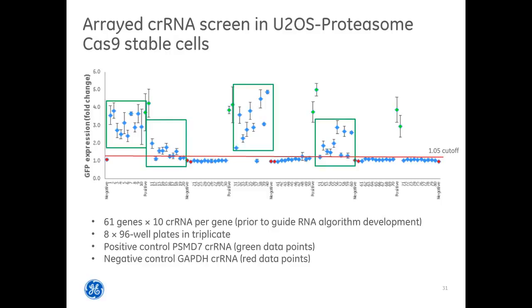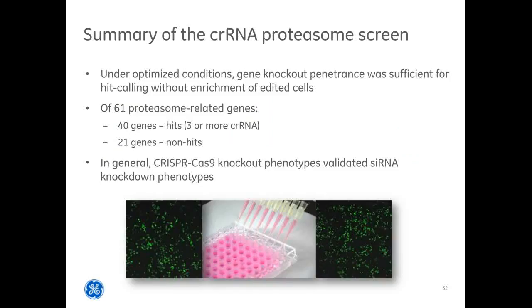saw very nice clustering of phenotypes for both moderate and very strong hits, as well as some genes that were clearly negative in this assay. So following this screen, we felt really confident that working under optimized conditions, the phenotypic penetrance for the purpose of hit calling was really sufficient and wasn't going to require any enrichment of the edited cells. In this screen, of the 61 proteasome-related genes we used, we found 40 hits, which was pretty well aligned with what we expected from our prior siRNA screening results.